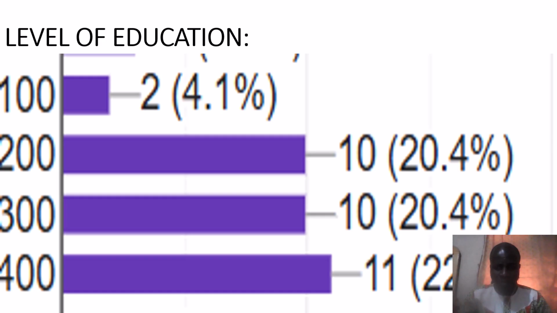Level of education. I targeted level 100, level 200, level 300, and level 400 of the tertiary education students. And in all the levels, level 100 up to level 400, all the students contacted said yes, they have been using AI ChatGPT to support their education, and they confirmed that it is very helpful and they are going to use it in future to support their education.